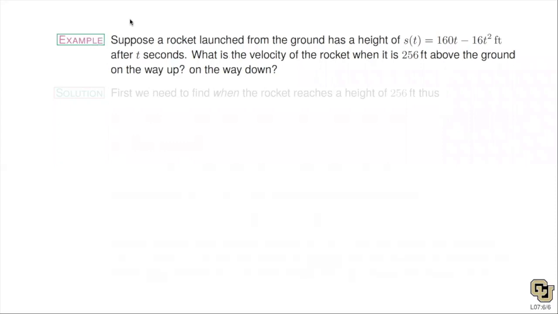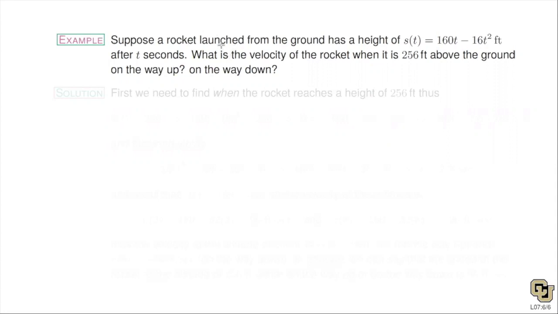So here we have a question regarding the velocity and the position of the function. The question asks, what is the velocity of the rocket when it is 256 feet above the ground on the way up and on the way down? So you have a rocket that goes up, and maybe 256 feet is right here. They want to know the speed at this point when the rocket is on its way up, and then the rocket starts to fall back down. And they want to know the speed at that height on its way back down.